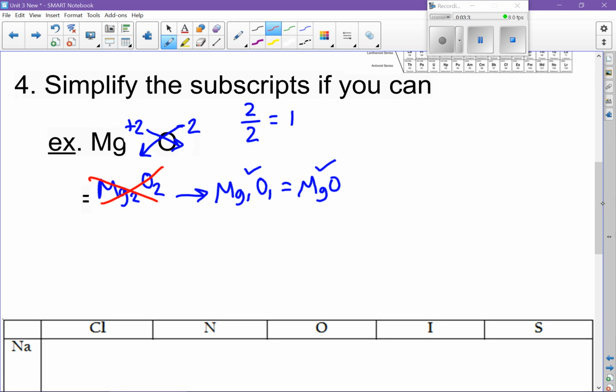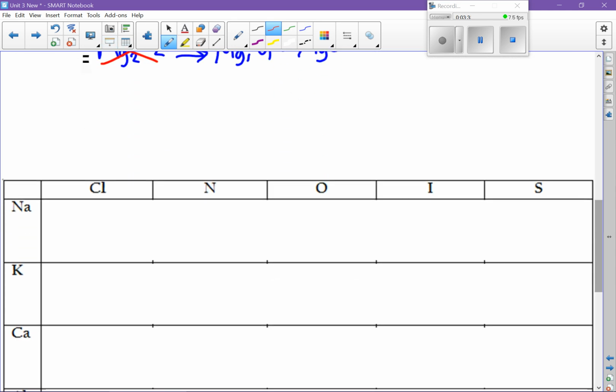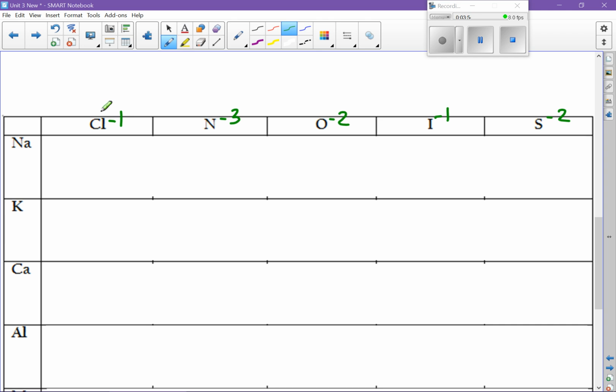Okay, let's go through and get the charges in first. So grab your periodic table and let's figure out the charges of all of these elements. Cl is -1, -3, -2. Why did that happen? -1, -2. So all of these are the anions. I know that because they're the negative ones.